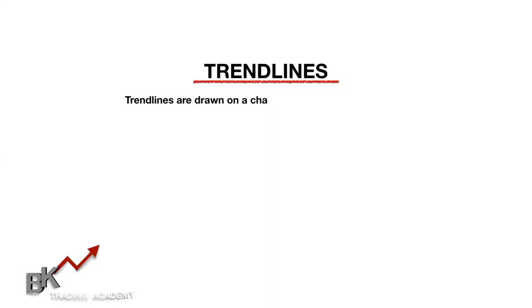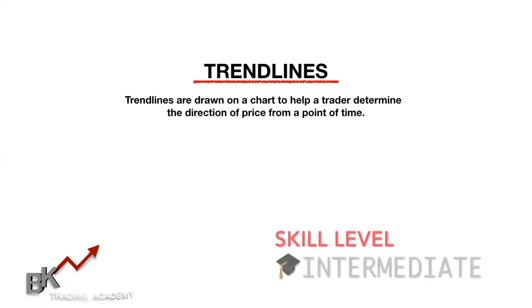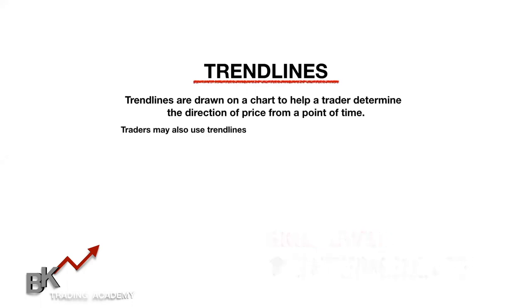What are trend lines? Trend lines are drawn on a chart to help a trader determine the direction of price from a point in time. Traders may also use trend lines to help pinpoint buying or selling areas. Guys, this is one of my favorite topics here.